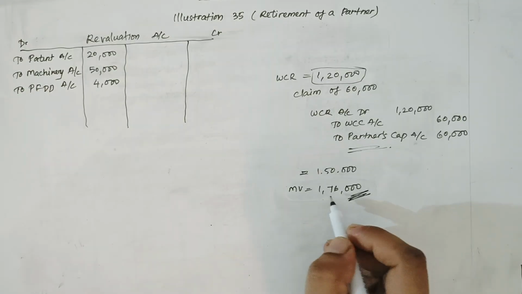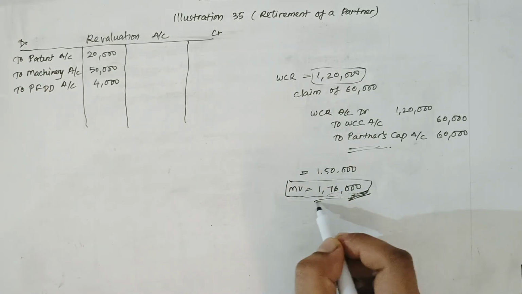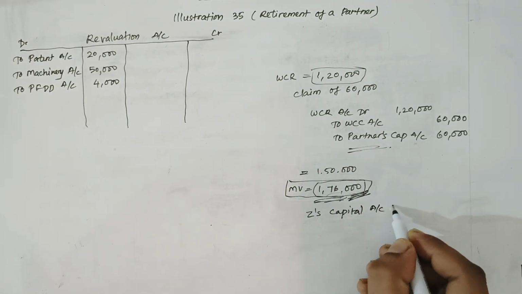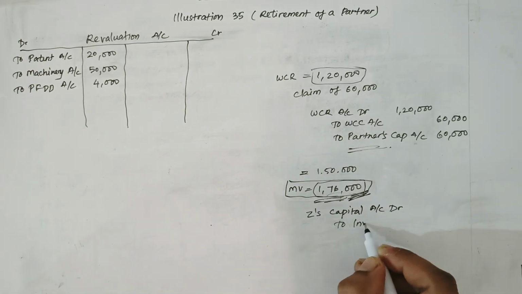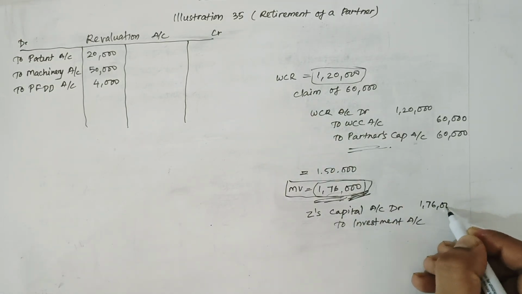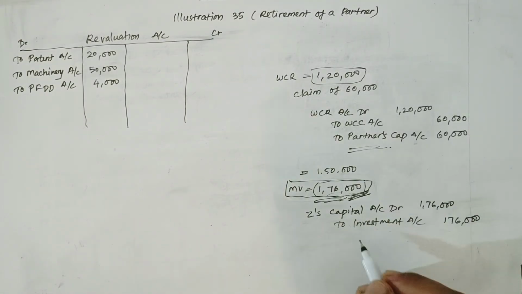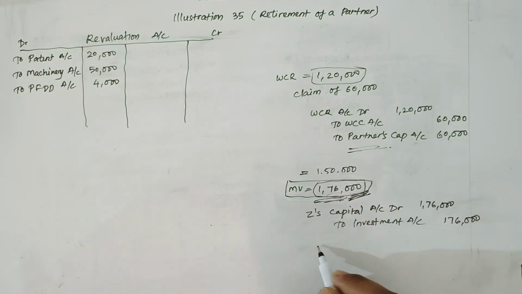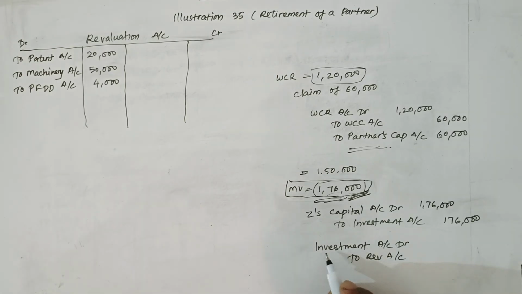So Z is taking over investment at market value. The entry will be Z's capital account debit to investment account. The value is 1,76,000 and investment. There is a raise of 26,000. So it will be recorded in the revaluation account. Asset is increasing, so it is credited to revaluation account. The amount is 26,000.